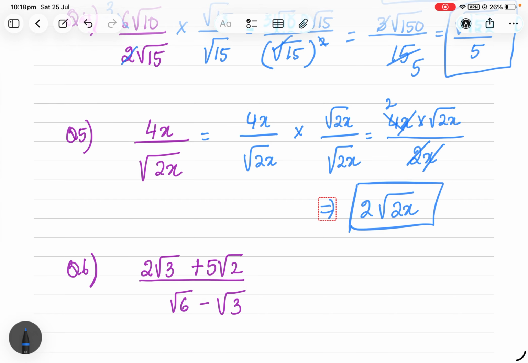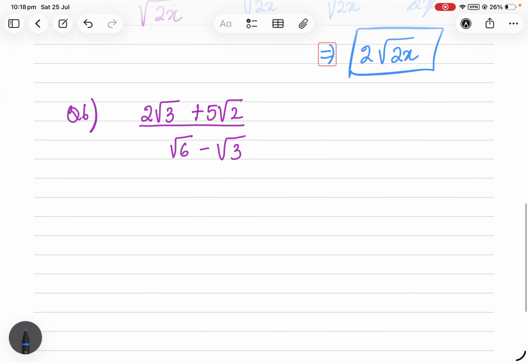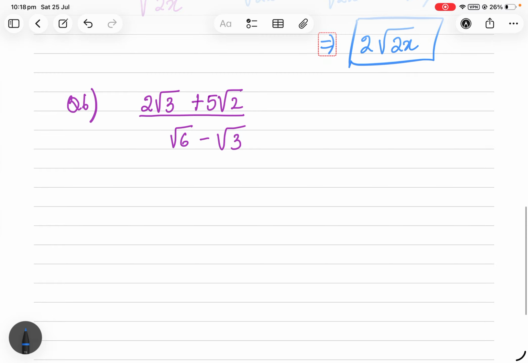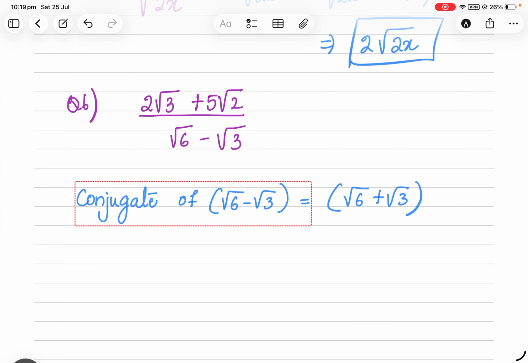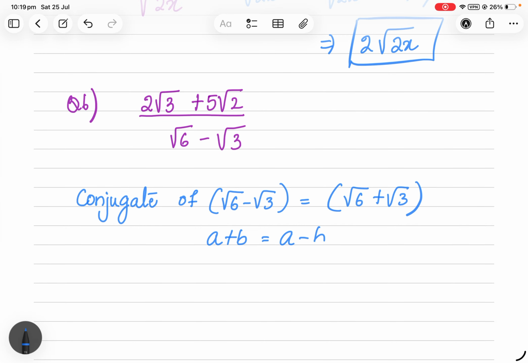That's it. Alright? Now this one is a bit tricky. You have two terms in the denominator. So before we start, I want you to understand that there is a term called conjugate, which is nothing but doing the opposite of what is given. So if there is a minus in between the two terms, you do plus. So the conjugate of square root of 6 minus square root of 3 is square root of 6 plus square root of 3. In other words, if it is a plus b, change it to a minus b.